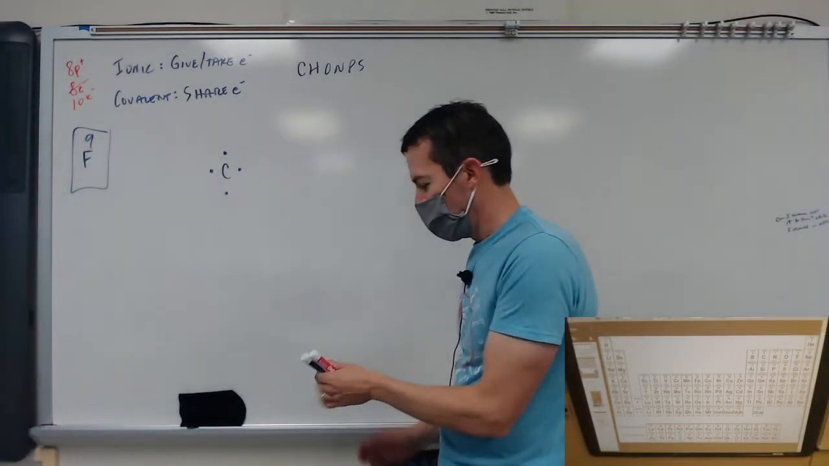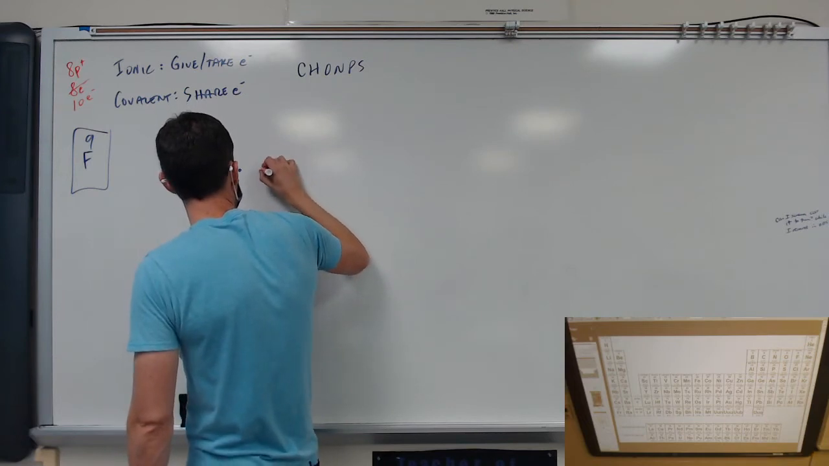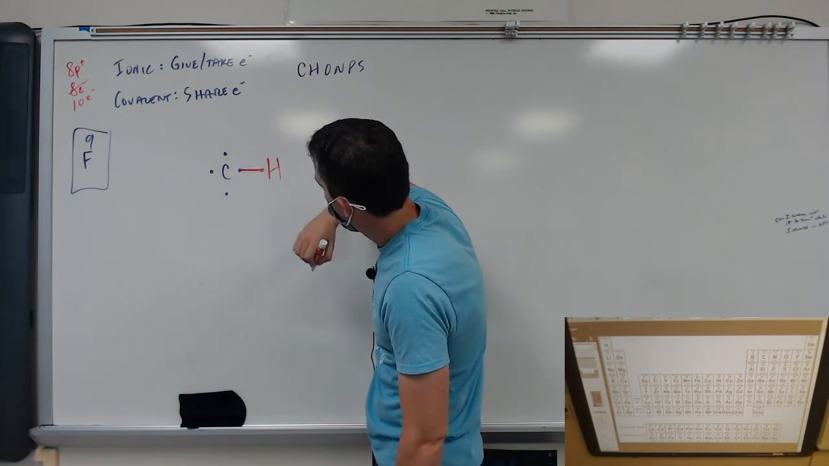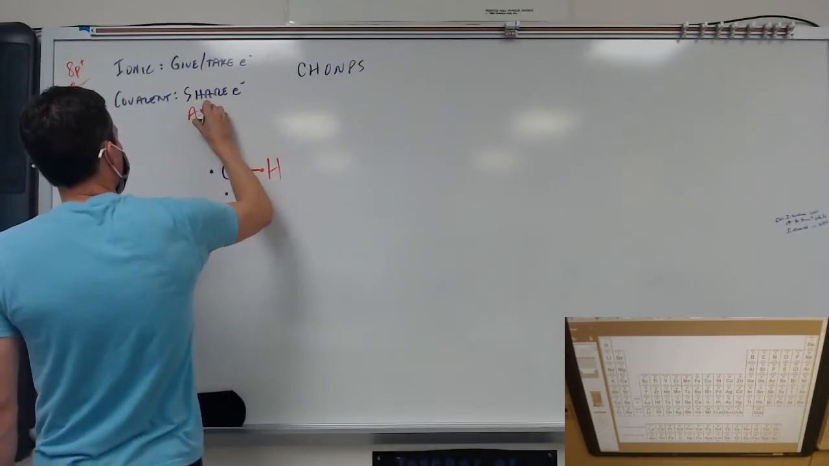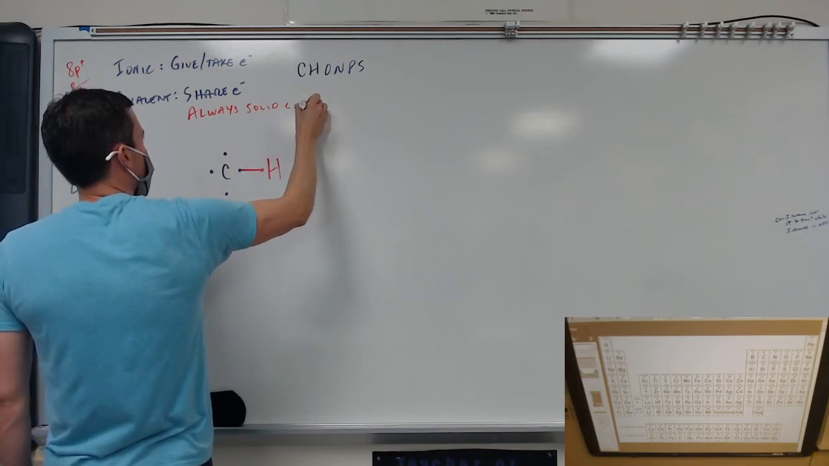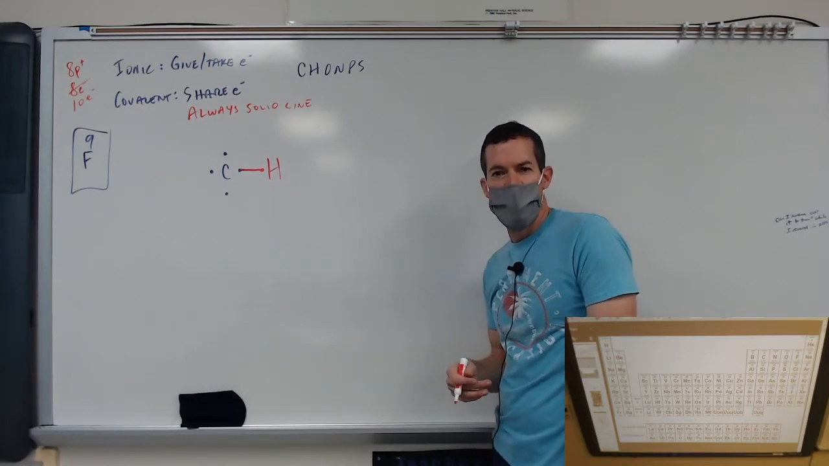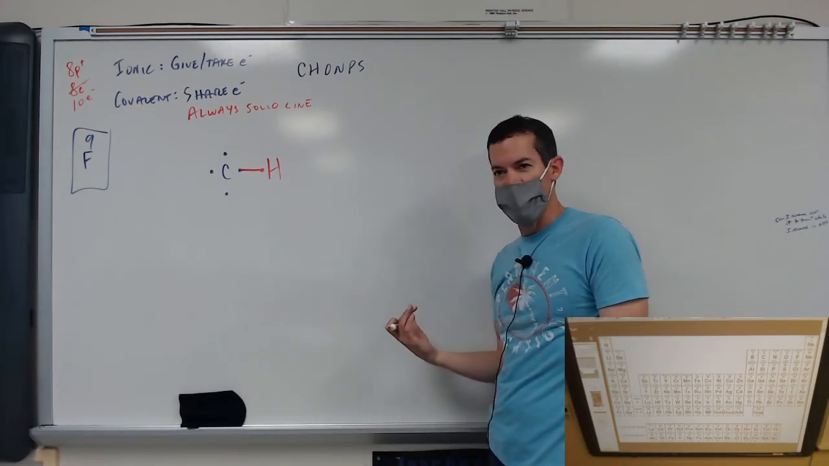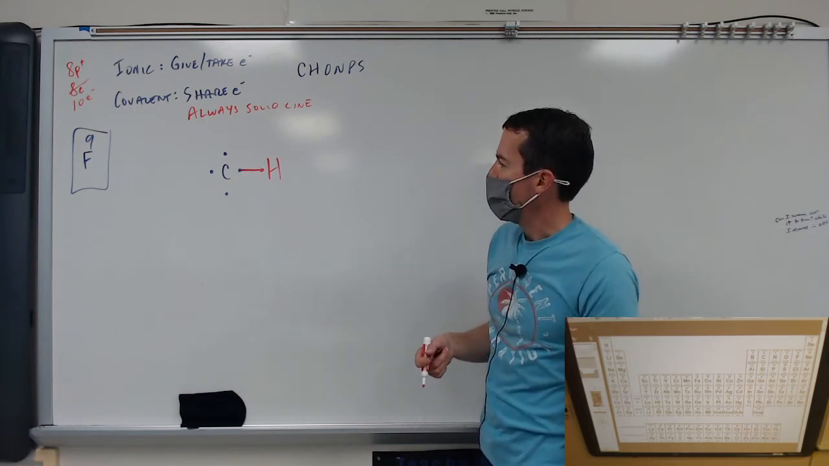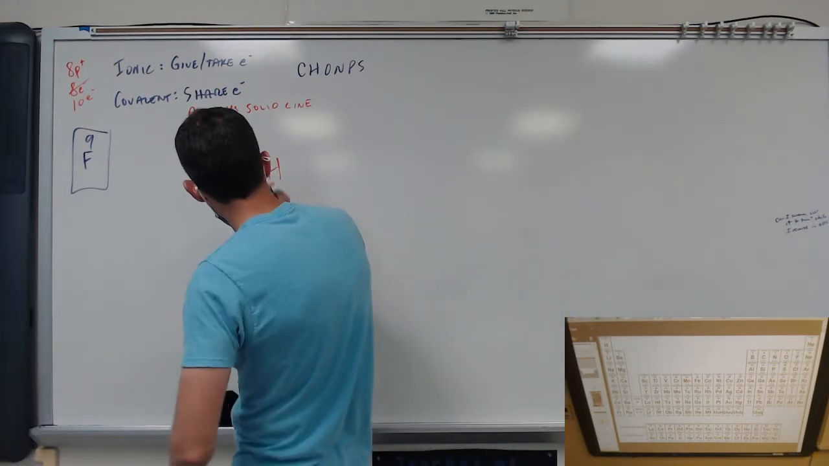Okay, so now I've got carbon and I've got hydrogen. How many electrons did hydrogen need to gain again? 1. So they can form a bond. Covalent bonds are always solid lines. You'll always draw them as a solid line, no exceptions. How often do you get to hear always and no exceptions in a science class? Not very often. So they're always a solid line.